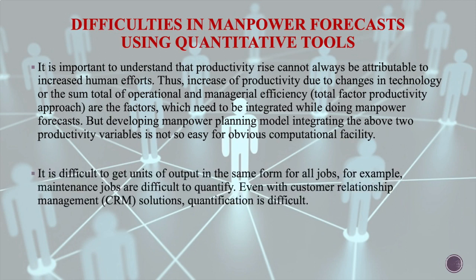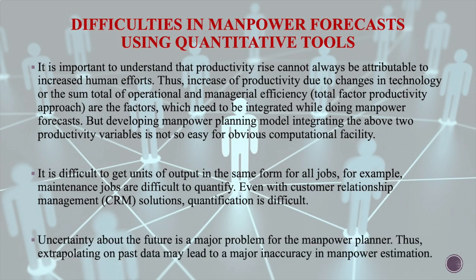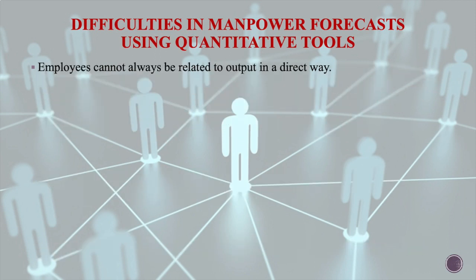It is difficult to get units of output in the same form for all jobs. For example, maintenance jobs are very difficult to quantify. Even with customer relationship management solutions, quantification is difficult. Uncertainty about the future is a major problem for the manpower planner. Therefore, extrapolating on past data may lead to major inaccuracy in manpower estimations. Employees cannot always be related to output in a direct way.